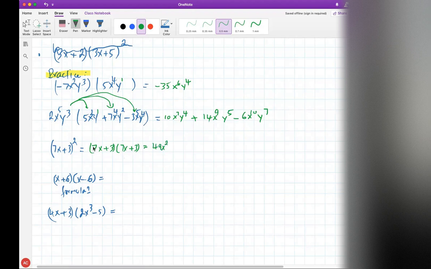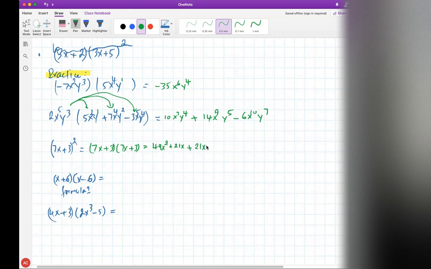21x. Let's do it step by step. Let's distribute it first, then we'll combine. So 21x, what comes after that? Plus 21x again, plus 9.